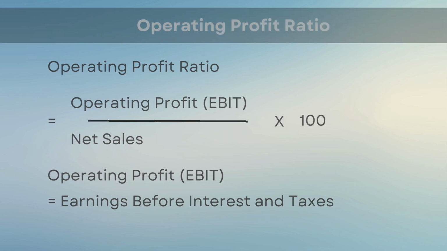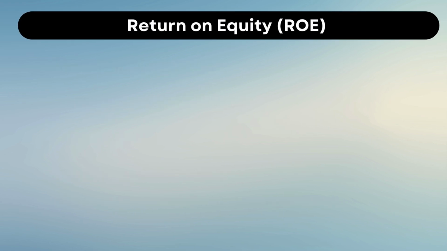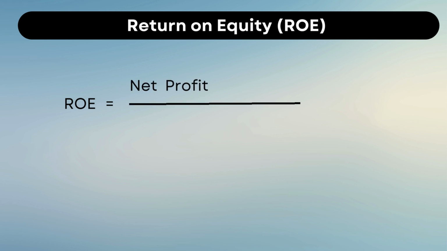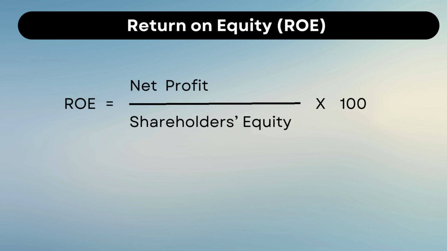Next one is return on equity. Return on equity is equal to net profit divided by shareholders' equity multiplied by 100. This indicates the return generated on shareholders' investment in the company.